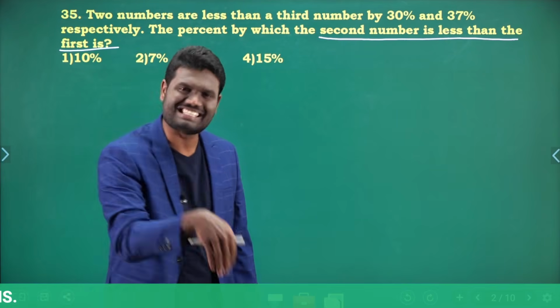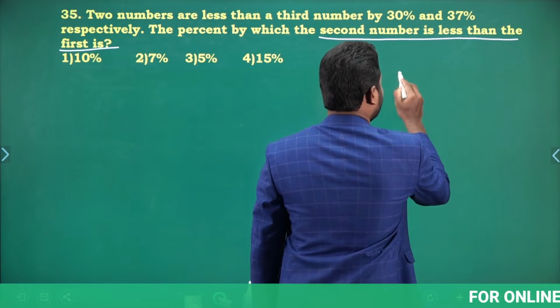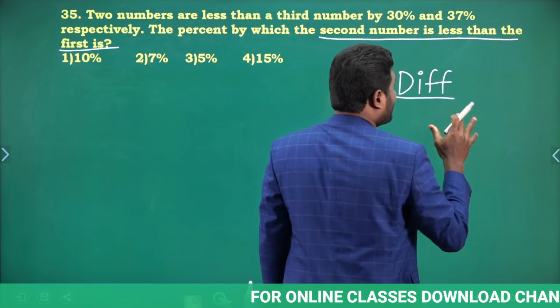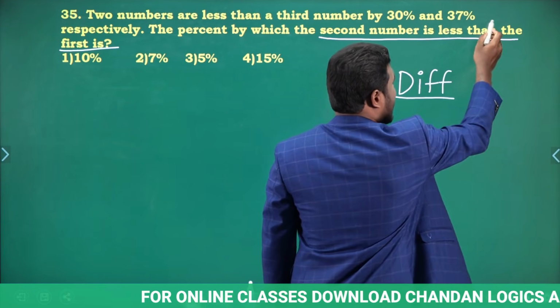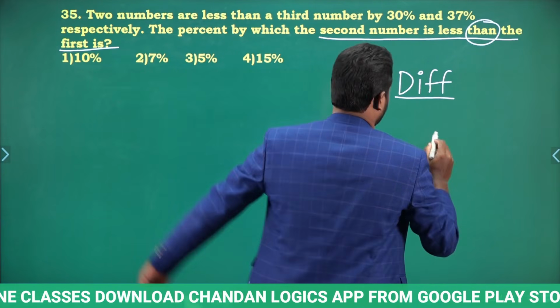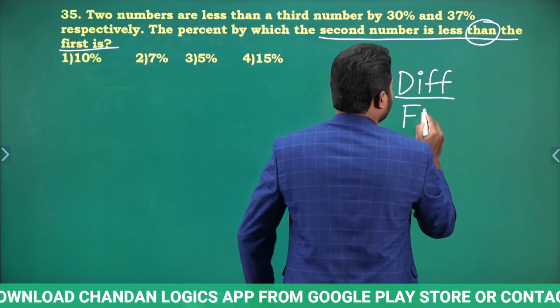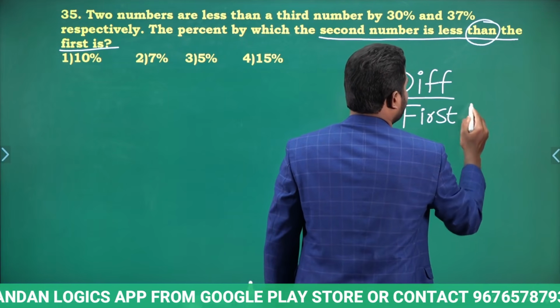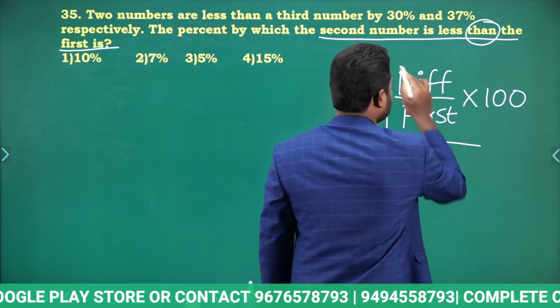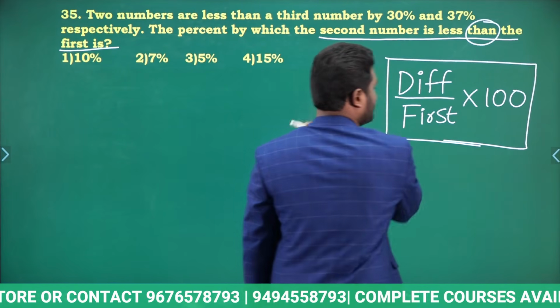Again you will be doing the same thing. First you need to do the difference divided by whatever is going to come after "than". After "than", what are you coming across? You are coming across the first number. So difference by first number, difference by first number into 100. Simply, it is difference by first number into 100.